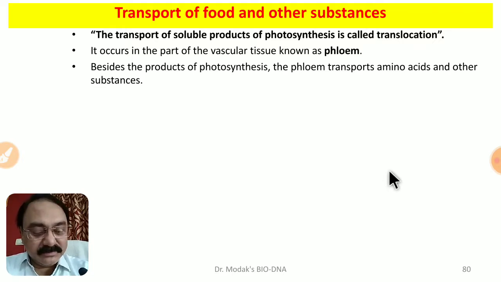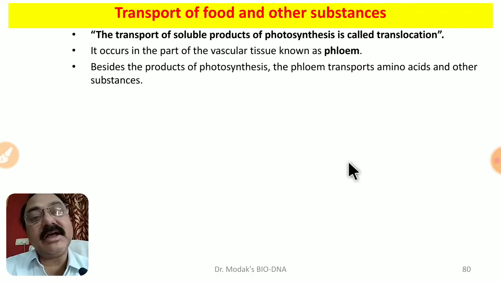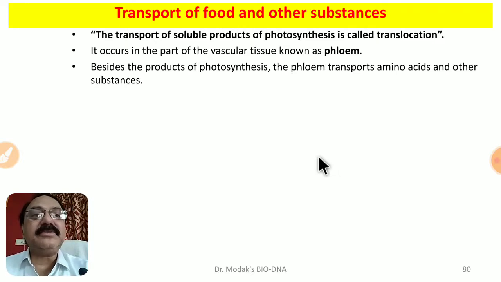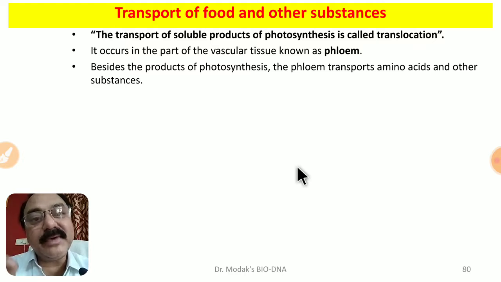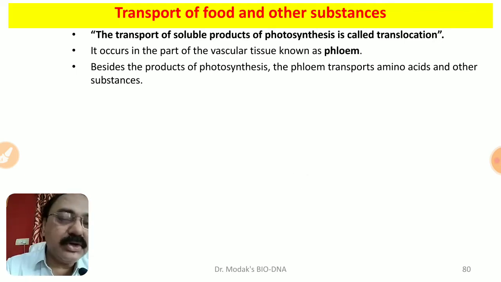But later on scientists found that the transport of food, which is a sugar synthesized in photosynthesis, along with amino acids and other substances, occurs especially in the phloem. This is the transport of soluble products from one place to another, from the place where the concentration is higher, which we call the source, to the place where it is needed, which is called the sink. So the food or the sugar is always transported from the source to the sink.